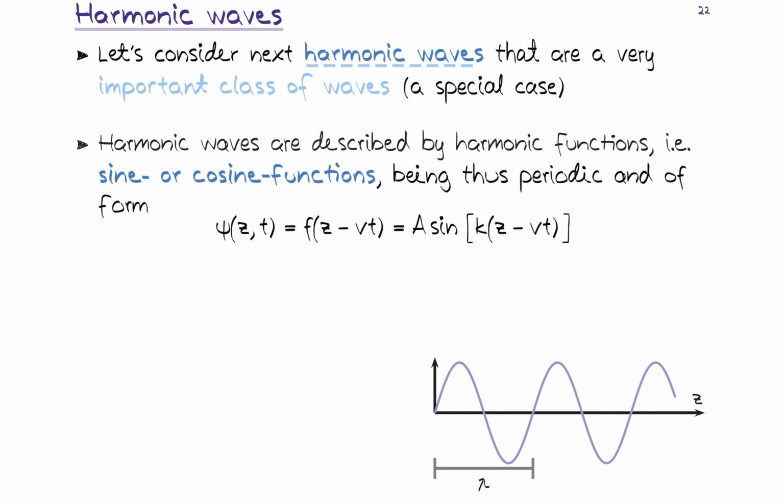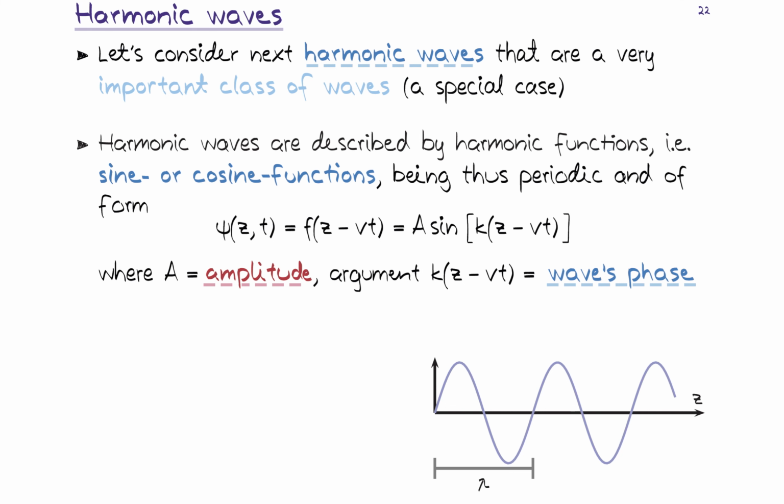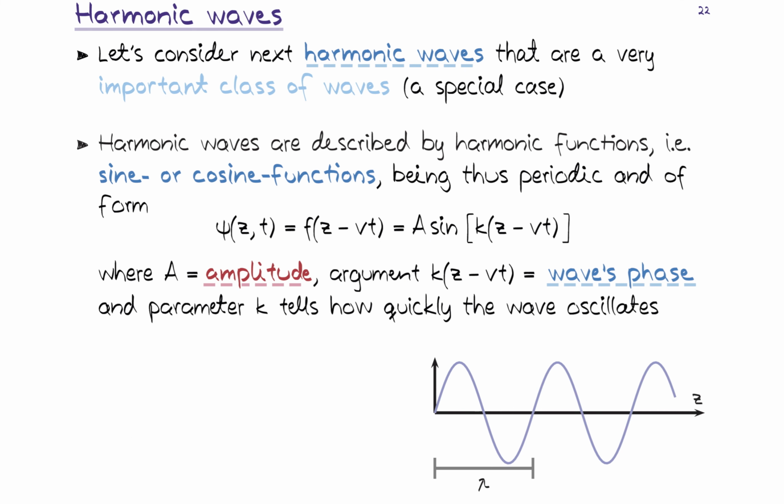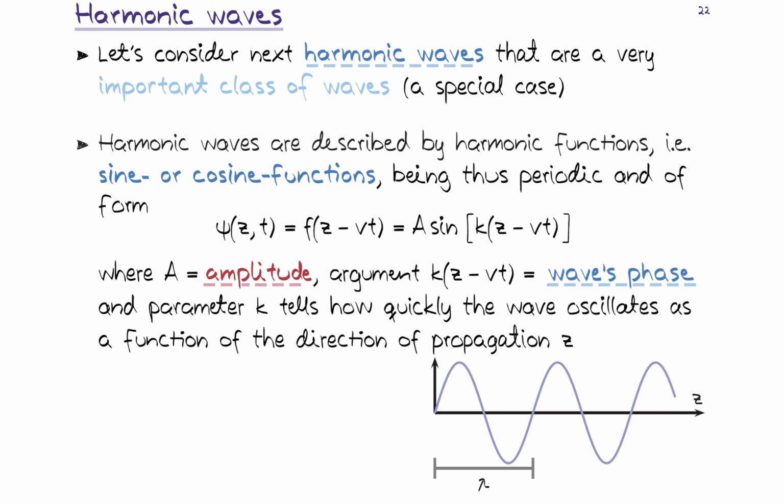And this is the harmonic function. Since we have this kind of simple dependence on time and spatial coordinate, we speak of this as a harmonic wave. So A is the amplitude, and the argument inside the sine is the phase of the wave. The parameter k, also known as the propagation constant, the amplitude of the wave vector, tells us how quickly the wave oscillates as a function of the direction of propagation z.